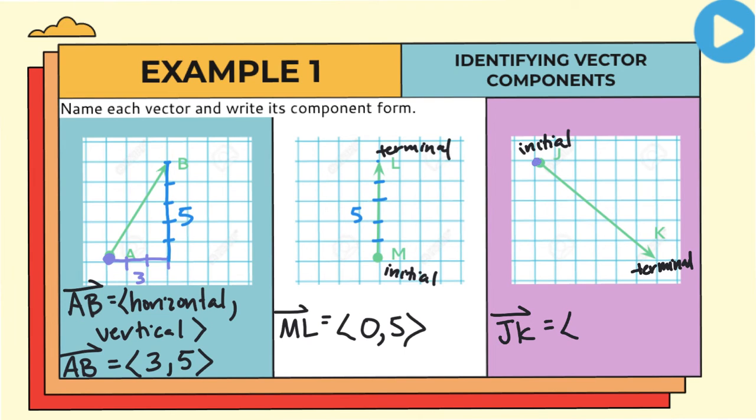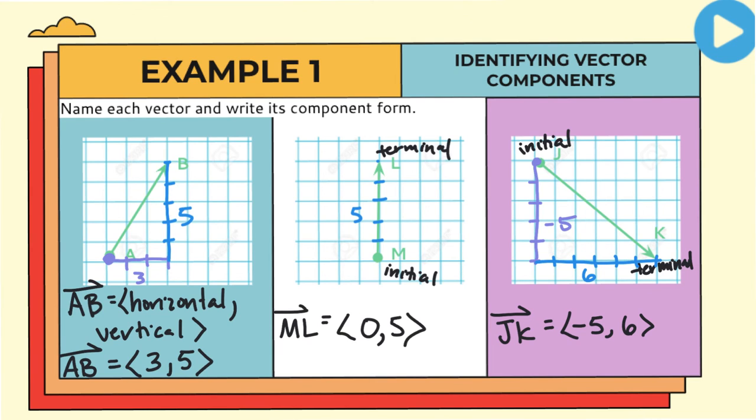And from this initial point, we need to move down 1, 2, 3, 4, 5. Notice how we had to move down 5. So we're going to call that -5. And now we need to move to the right 1, 2, 3, 4, 5, 6. So we're going to call that +6.